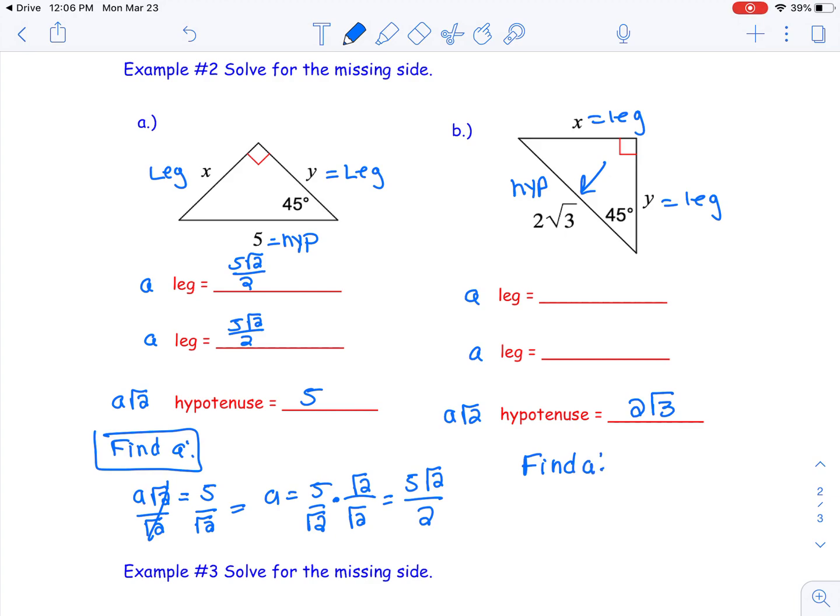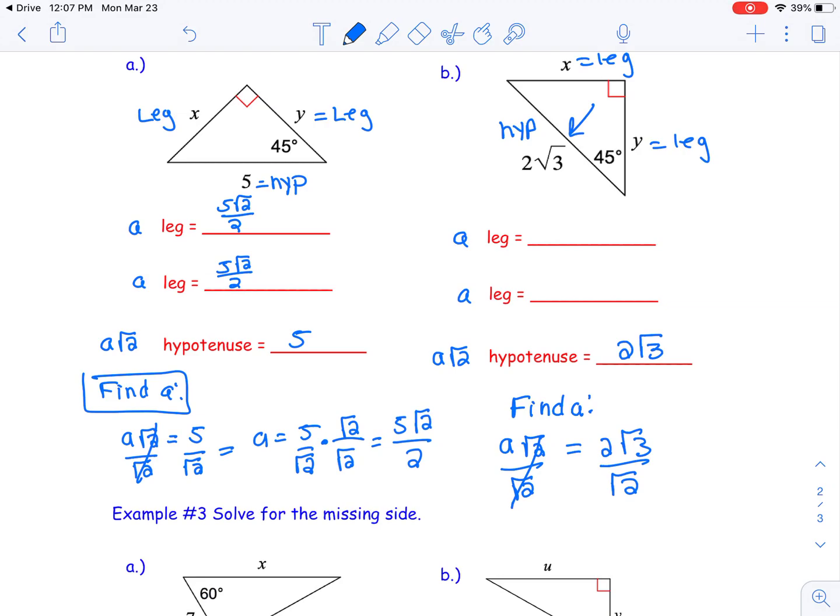So I'm going to set up my equation. A radical 2 is equal to 2 radical 3. Trying to get A by itself, I'm going to divide by radical 2, divide by radical 2. I end up getting A is equal to 2 radical 3 over radical 2.